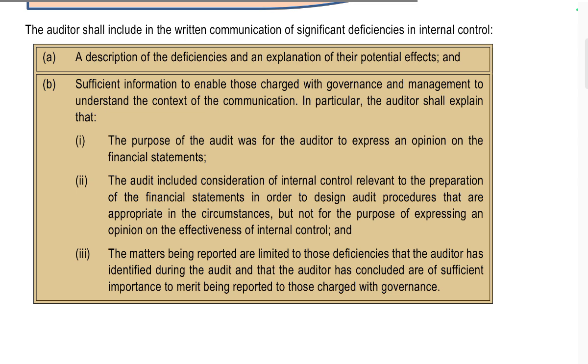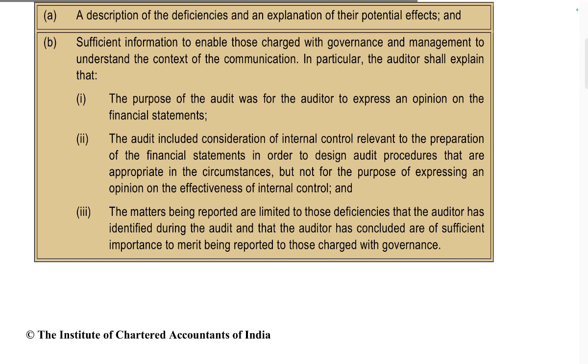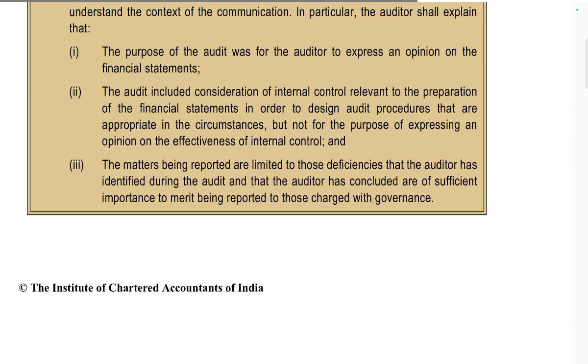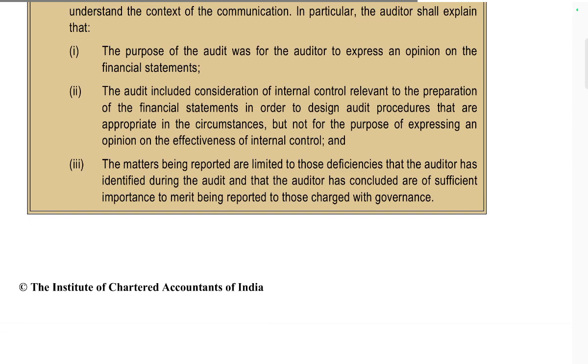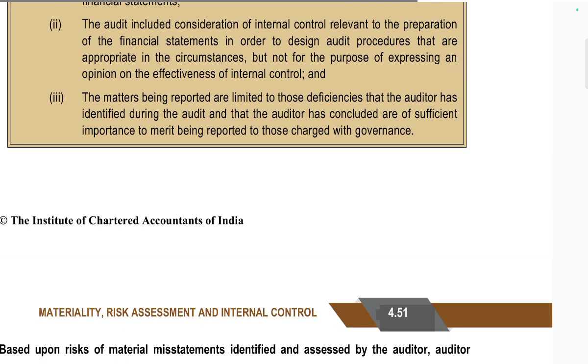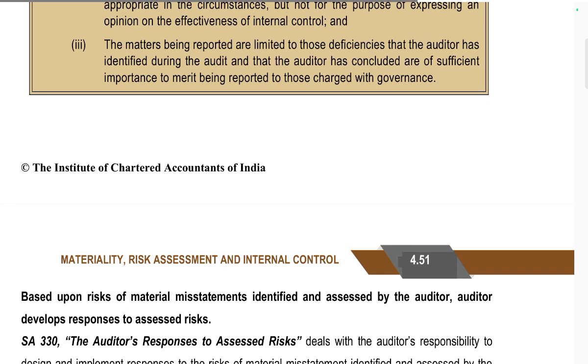In particular, the auditor shall explain that the purpose of the audit was to express an opinion on the financial statements. The audit included considering internal control relevant to the preparation of the financial statements in order to design audit procedures that are appropriate in the circumstances, but not for the purpose of expressing an opinion on the effectiveness of internal control. The matters being reported are limited to the deficiencies that the auditor has identified during the audit and has concluded are of sufficient importance to merit being reported to those charged with governance.